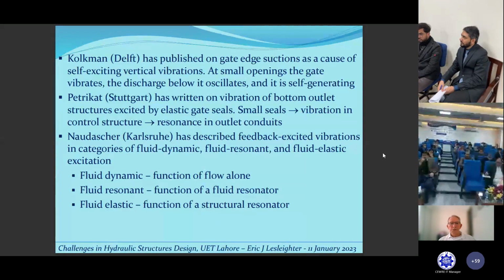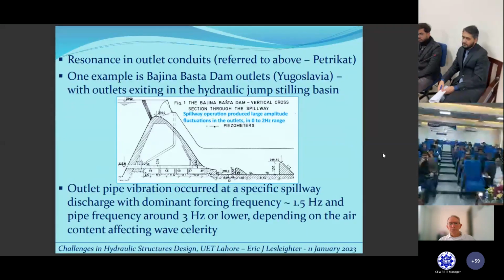Resonance and outlet structures. One example is this job in Yugoslavia. Outlets exiting in a hydraulic jump, so you have a conduit passing through the dam and a hydraulic jump dissipator. There was a feedback situation where turbulence in the stilling basin was fed back through the opening, and it caused very large fluctuations in the base of that dam and in through the conduit.